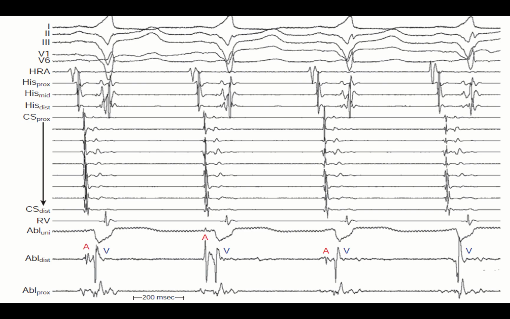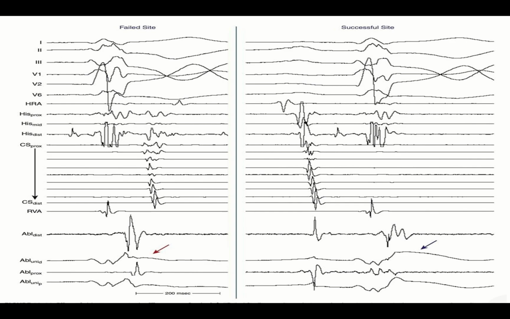Another example, but in this we should illustrate a common mistake. The catheter is not stable. Don't ablate here. How do you know? Because A and V amplitude is changing and changing and changing. What does it mean? Your catheter is not stable. Don't ablate. And here we can appreciate a failed site of ablation, left side, and a successful site of accessory pathway ablation.